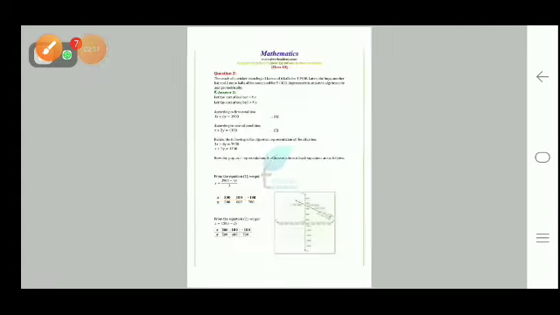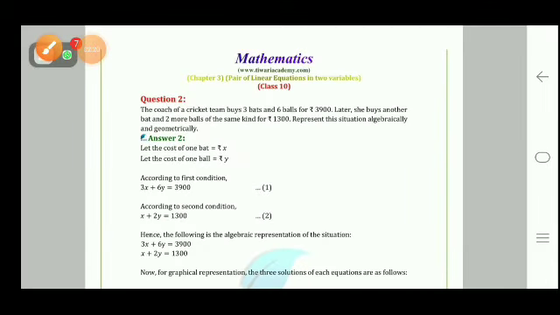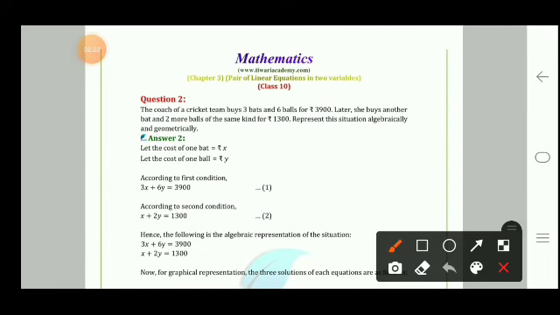Then if we move towards the next question, question number 2: the coach of a cricket team buys 3 bats and 6 balls for rupees 3900. Later she buys another bat and 2 more balls of the same kind for rupees 1300. Represent this situation algebraically. So let the cost of one bat be rupees x and the cost of one ball be rupees y. Then according to the question, 3x plus 6y equals 3900, and according to the second condition, x plus 2y equals 1300.